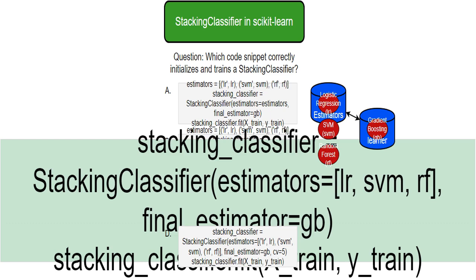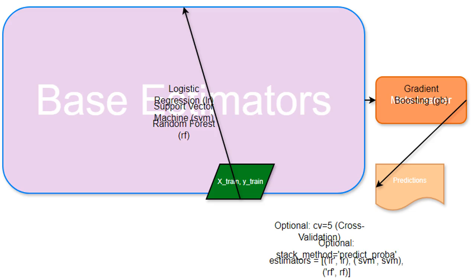It's my winning strategy. I'm using 3 different machine learning models, logistic regression, support vector machine, and random forest, as the base estimators for my stacking classifier. These models will individually make predictions on the input data. Think of them as individual experts providing their opinions.